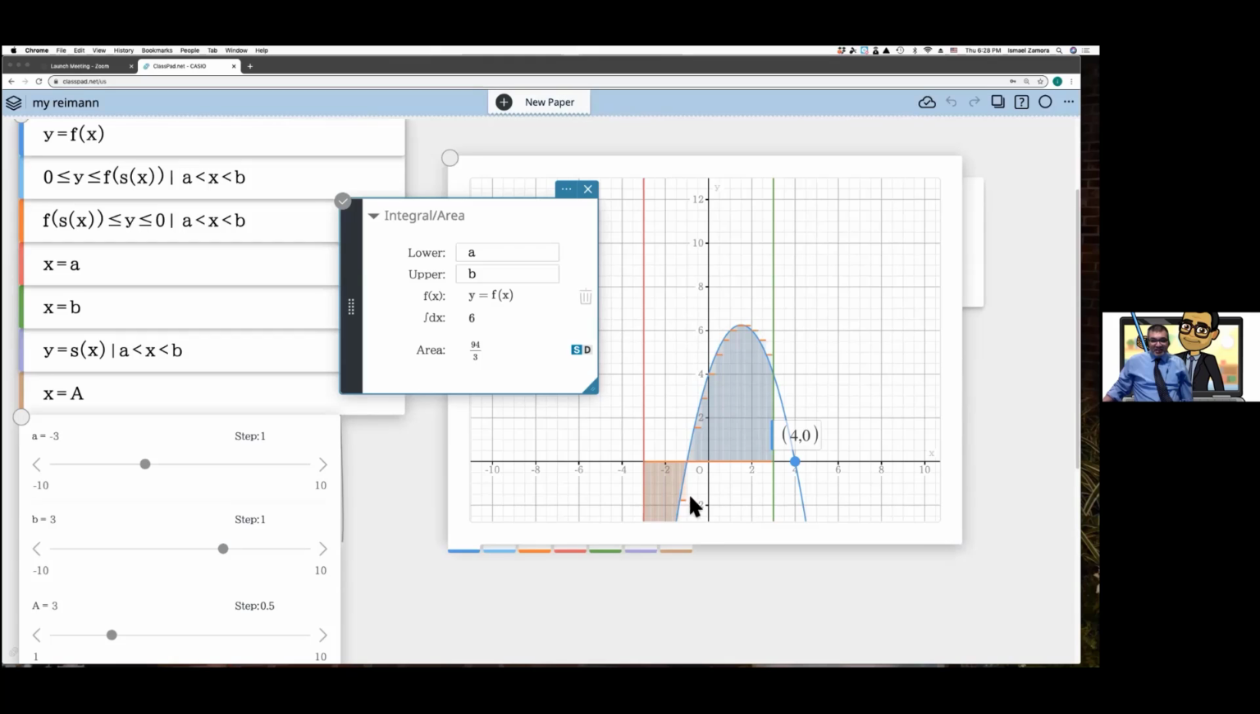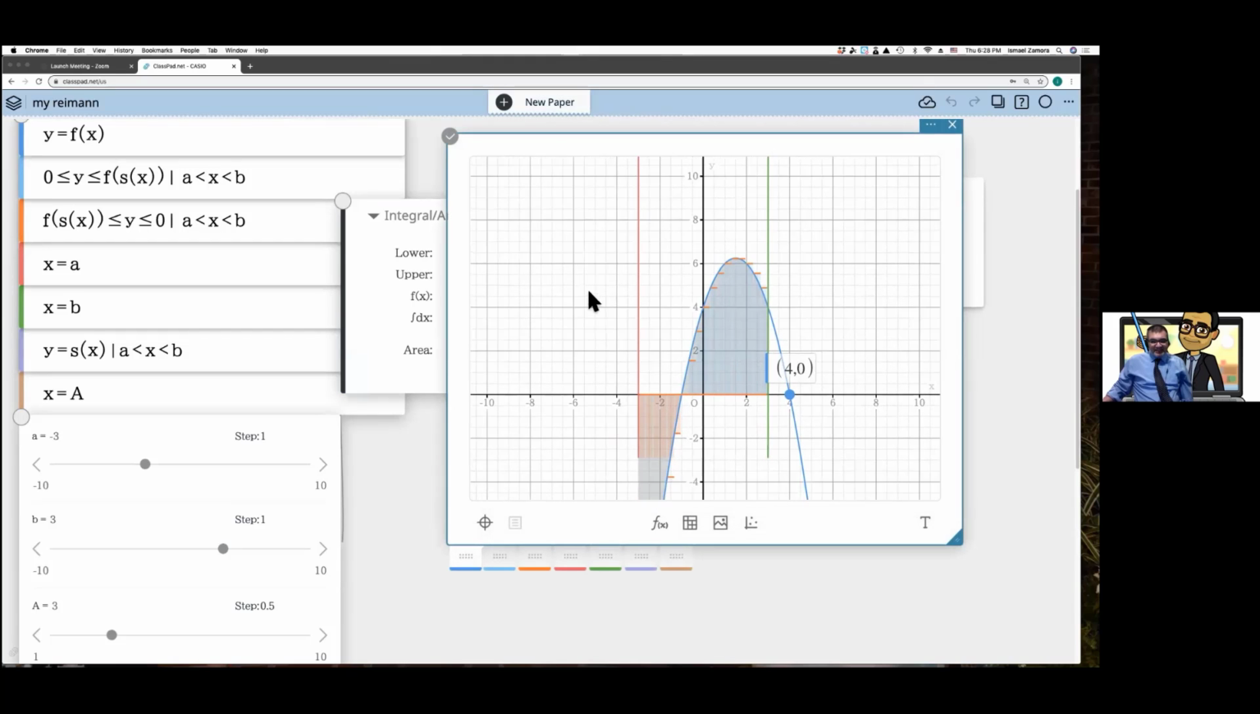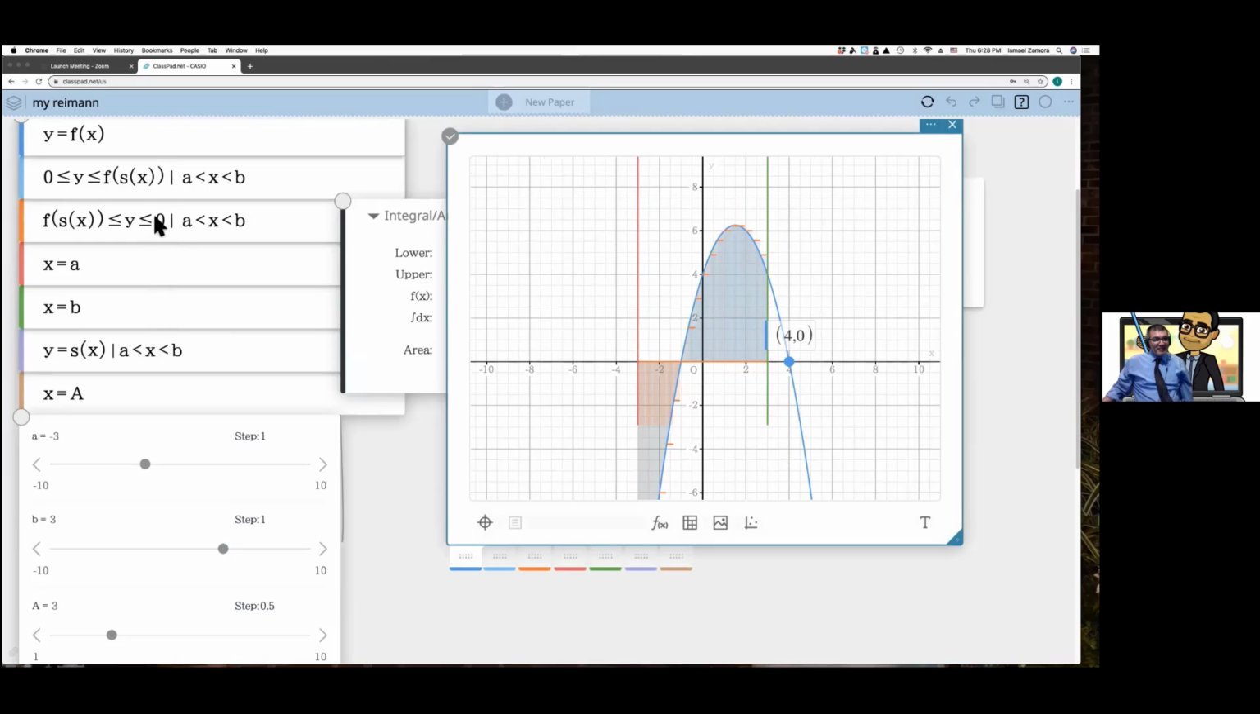It took a little doing to figure out how to shade the rectangles different colors, but it was kind of fun. So notice the functions here. They look really complicated, but they're really simple. You can do some Boolean logic in there to make it work out.